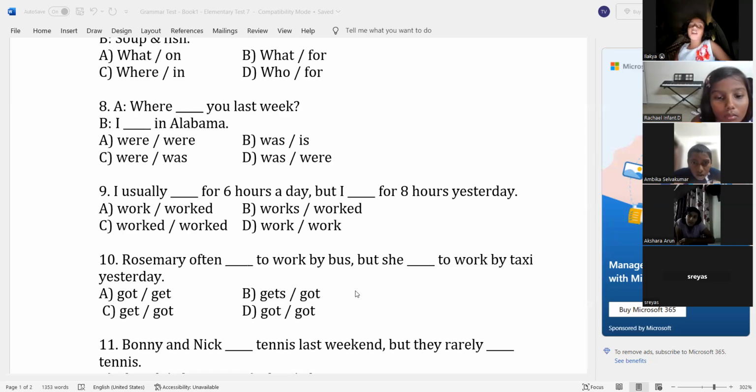B for boy. Rosemary often gets to work by bus. Look at the she. Rosemary is she, only one girl. Rosemary often gets to work by bus, but she got to work by taxi yesterday. B for boy. Very good job, Ilakia. So, Sugan, are you able to get it?